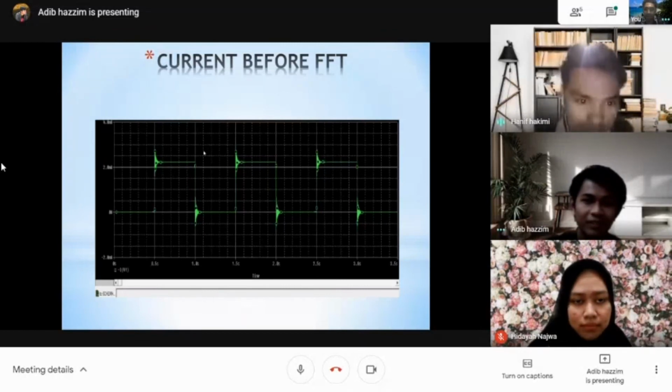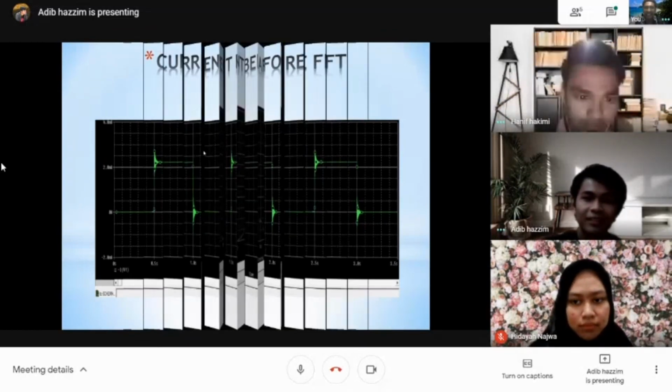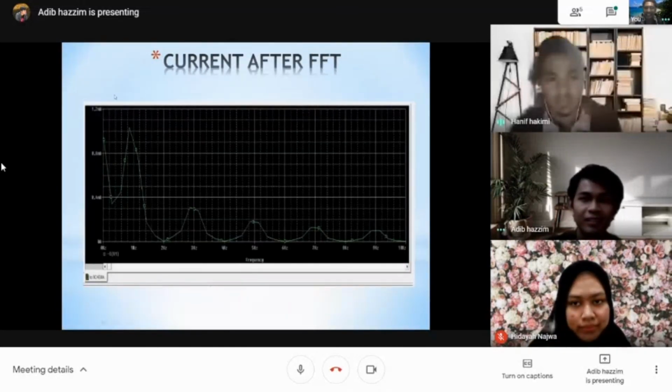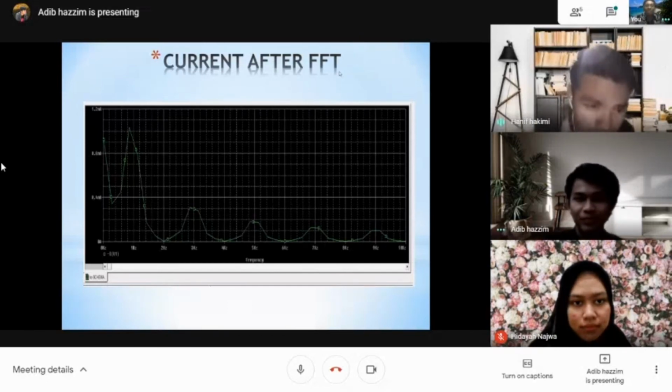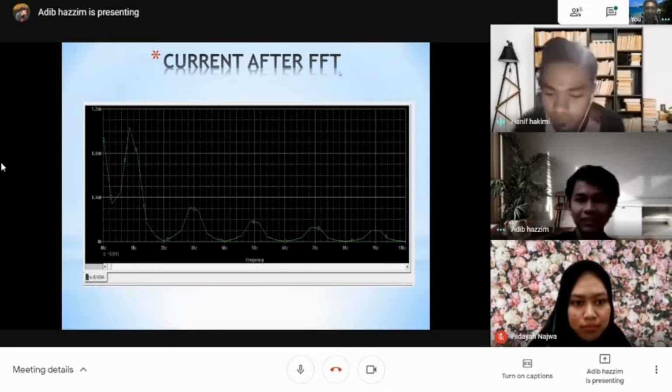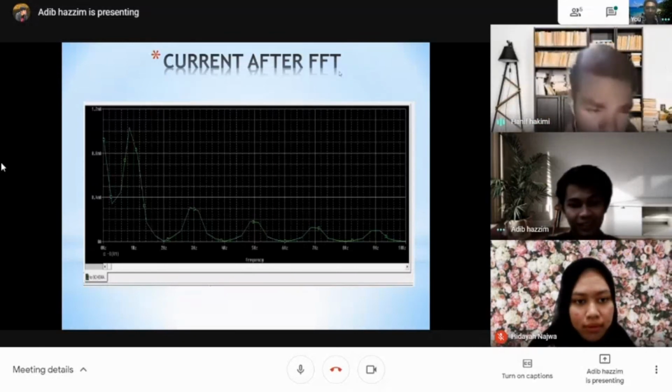So next, okay, this one, what you can see here. This one is waveform for the after first Fourier transform. So for the first waveform, compare with manual calculation. So for the manual calculation, we get 1.4149 milli. So this one for the waveform, we get 1.4 milli, something like that.